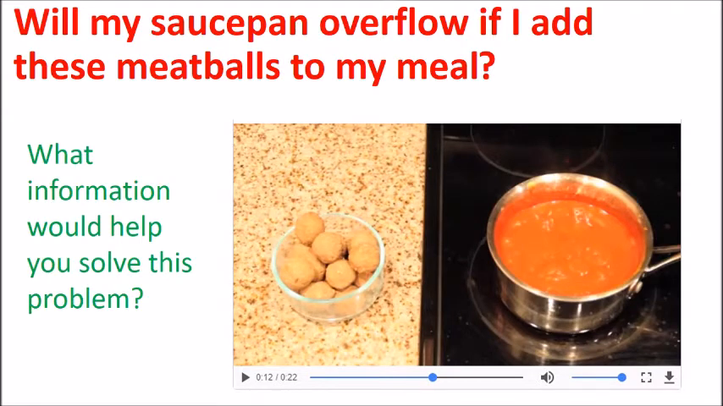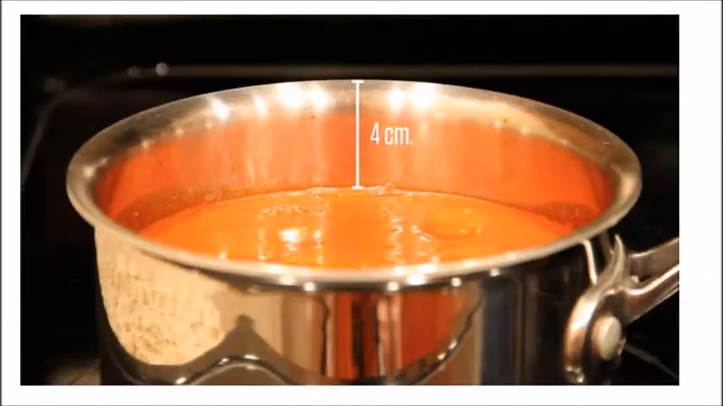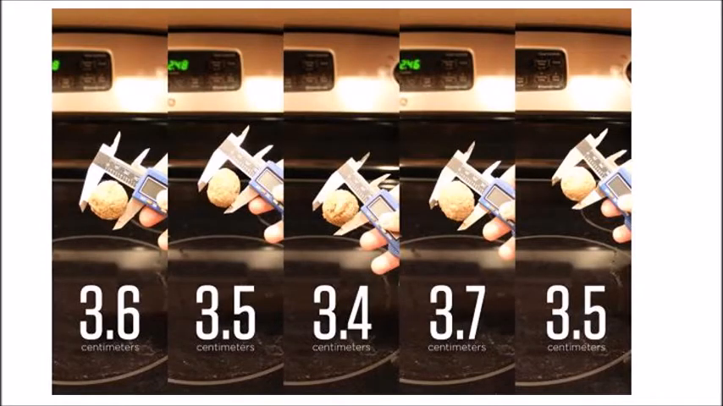Okay, so I'm going to give you 4 bits of information. They might be what you wrote down, they might be something different, but either way we're going to work with what I give you. So the first bit of information is that the depth remaining in that pan, so between the top of that tomato sauce and the top of the pan, is a 4 centimetre gap. For our next piece of information, I have taken a sample of 5 meatballs and measured them. So my first meatball is 3.6 centimetres in diameter, and so on.